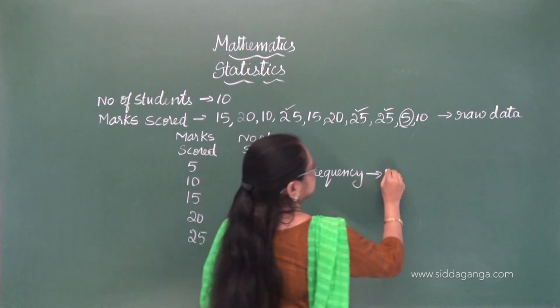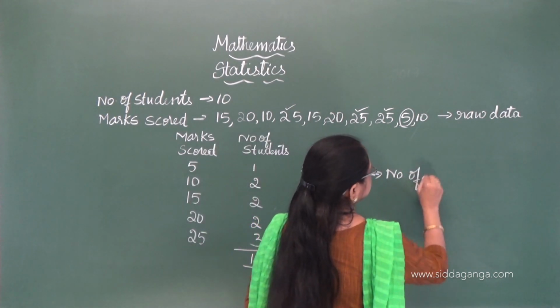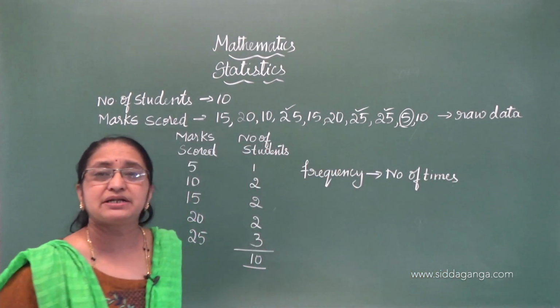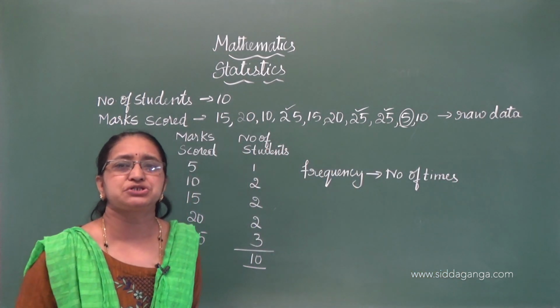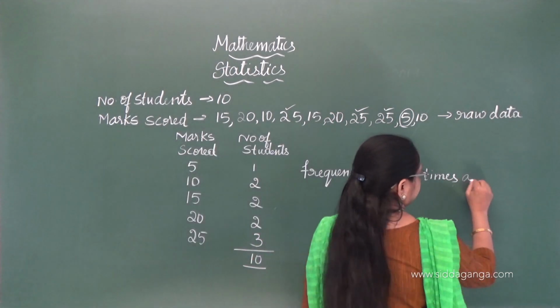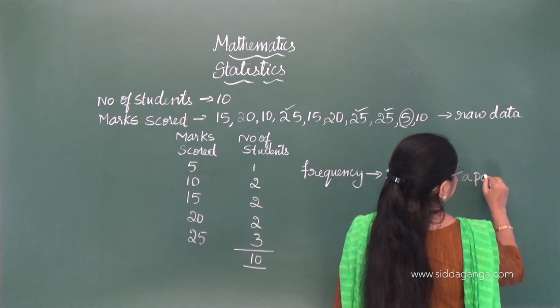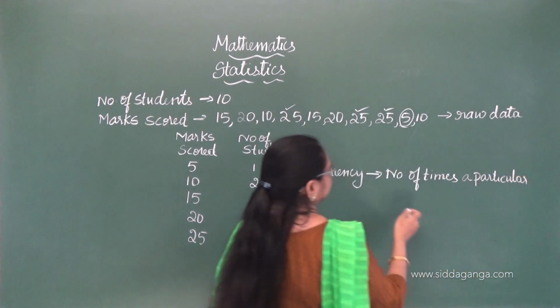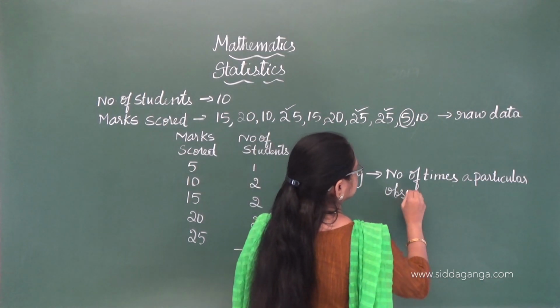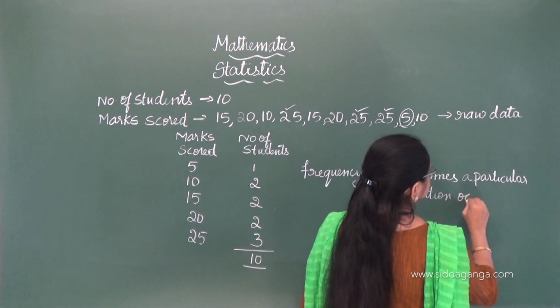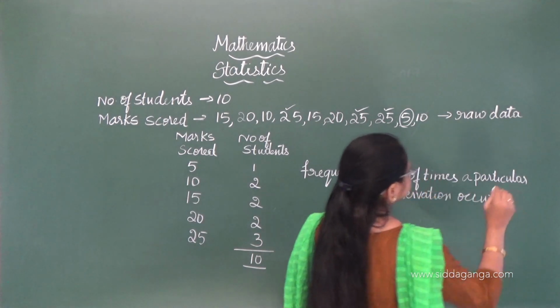So what is frequency? The number of times a particular observation occurs. So it is called frequency.